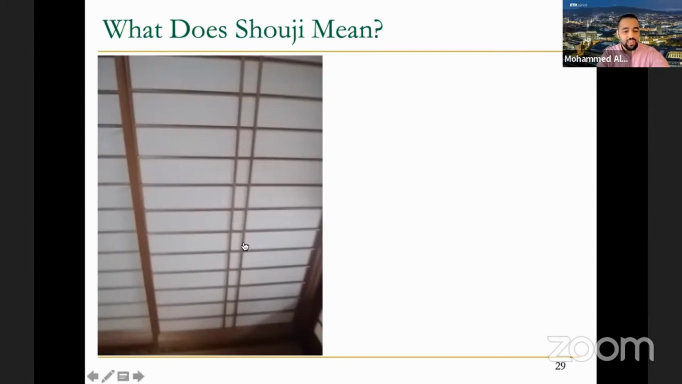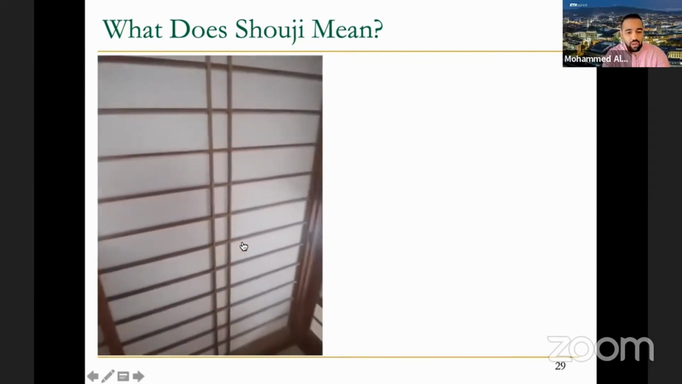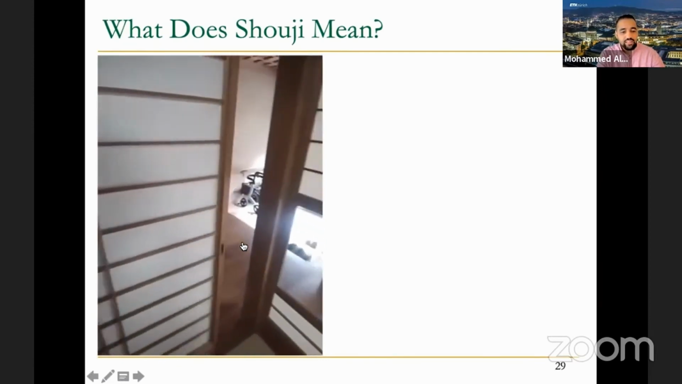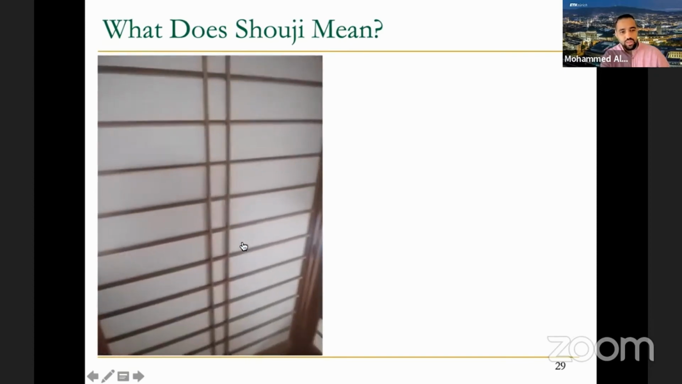So you can see, observe the door now, how it opens. Yeah, so that is exactly the sliding window we have. And in Japan, they call this door a Shouji. So that's why we call the paper Shouji.